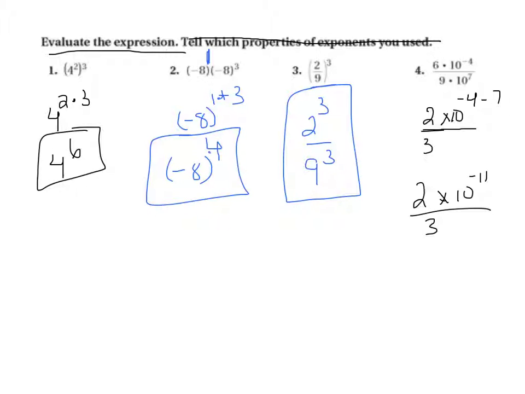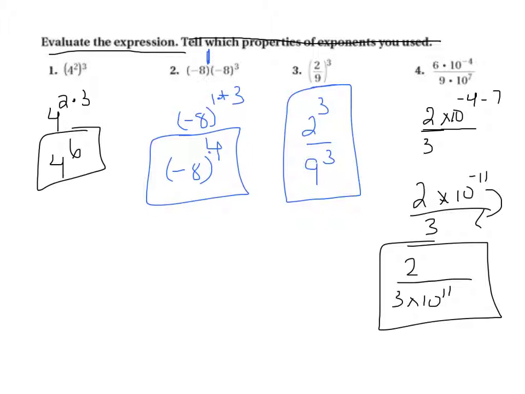But you don't want a negative exponent when we're just simply evaluating like this. So we got to move it down. So that means 2 divided by 3 times 10 to the 11th. Okay? Again, not that worried about this. We're worried about simplifying.